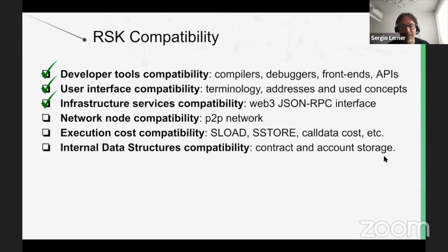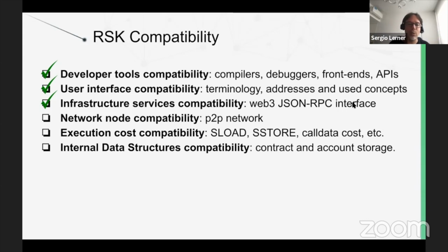Transactions have the same format and the same kinds of addresses, though addresses have a different checksum, so as not to mistakenly use a Rootstock address on Ethereum and vice versa. But it's almost the same. You can have the same infrastructure services because Rootstock supports the Web3 JSON RPC interface, so any explorer or anything you connect to Web3 would probably work. But from that point below, there are certain differences.